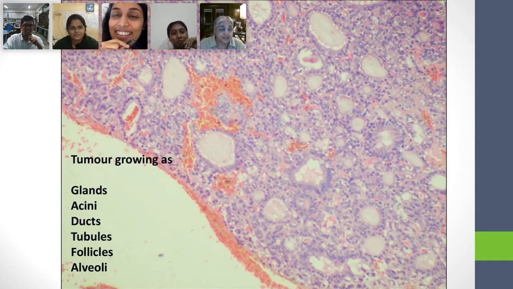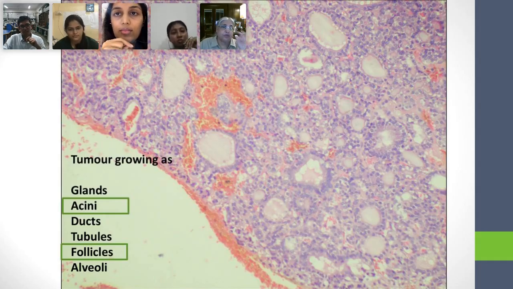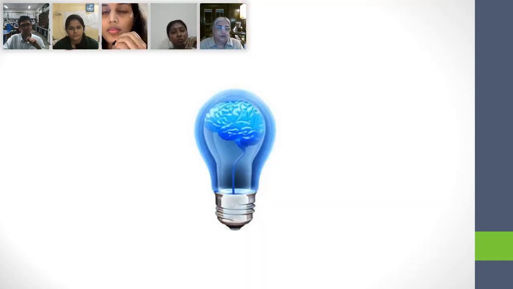Some might want to say that these are acini, but they're too large to be acini. Cannot be glands, ducts, tubules, or alveoli. These, in my book, this is a follicle. Because for acini, it has to be with a really small lumen, and these lumina are too large. Very good. So what's your diagnosis now?